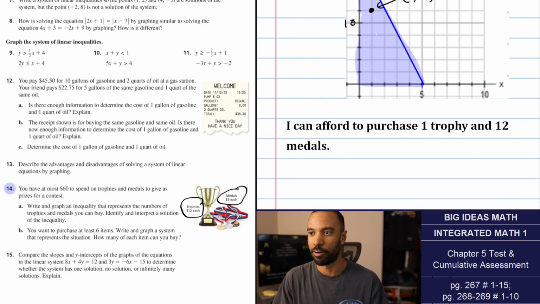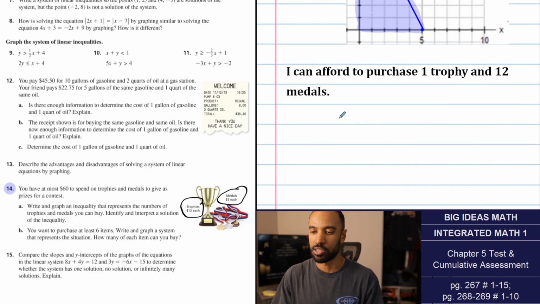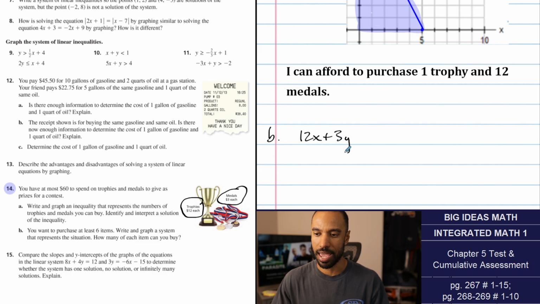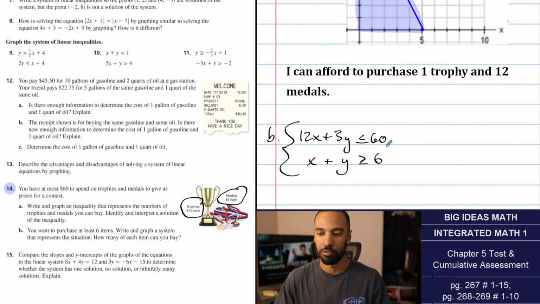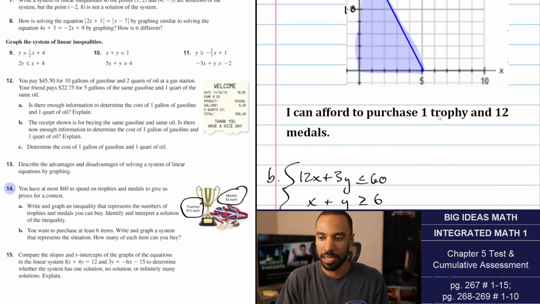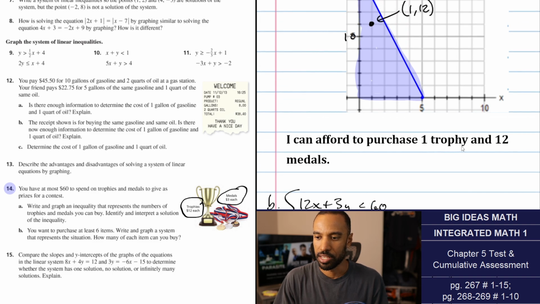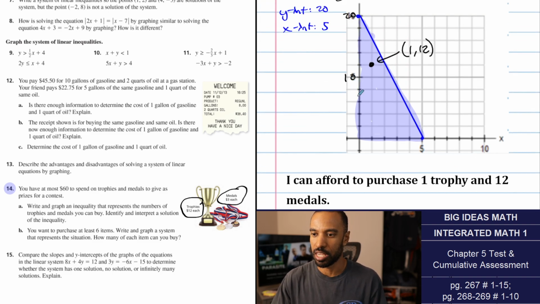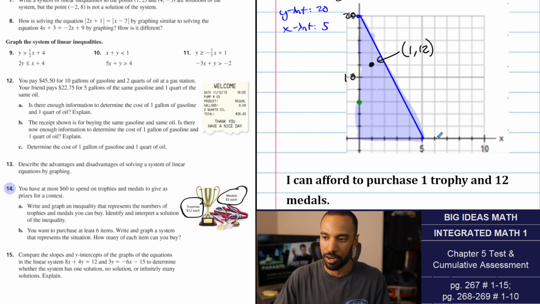So we have that first one, which is the 12x plus 3y is less than or equal to 60. So part B, 12x plus 3y is less than or equal to 60 is our first one. Stay within $60. We have to purchase at least 6 items. So this sum of medals and trophies must be greater than or equal to 6. So it says how many of each item can you buy? Let's do this. X-intercept of 6, y-intercept of 6. Keep in mind the y-intercept right here and x-intercept right here of 6 would look like that.